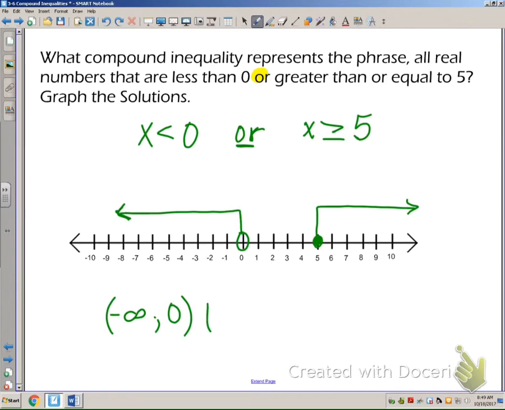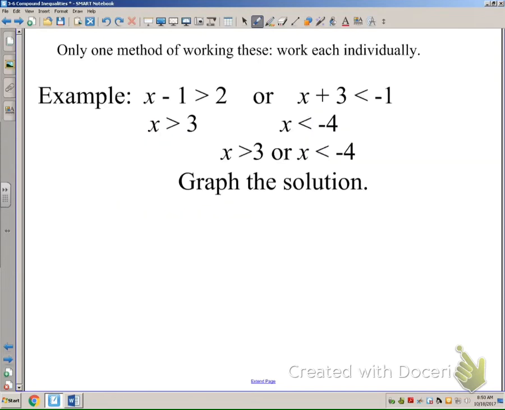Then I've got to jump, so I'm going to union that with my other solutions because all of this can happen or all of this over here can happen. So I'm including 5, and then where does my line go? It keeps on going up to positive infinity, not inclusive, can't include infinity.